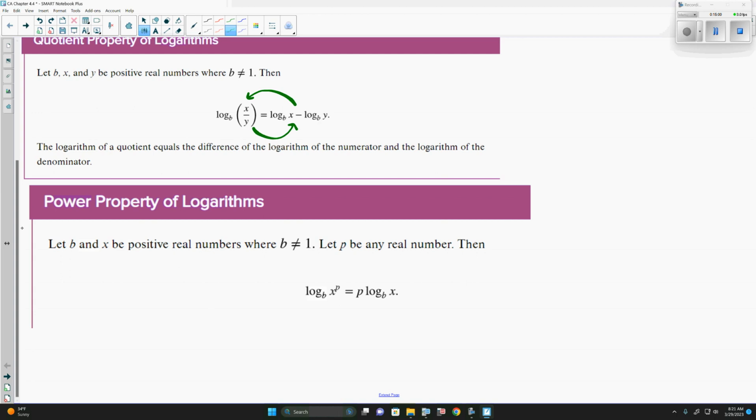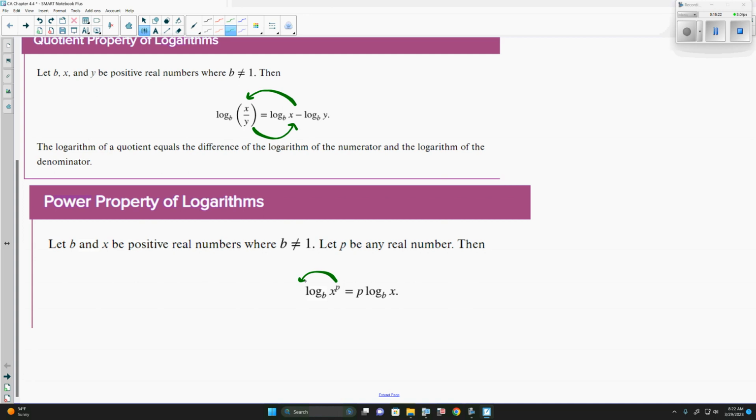And lastly, our power property. We can move the exponent of what's inside the logarithm to the front. So we move the p to the front and make it p log base b of x.